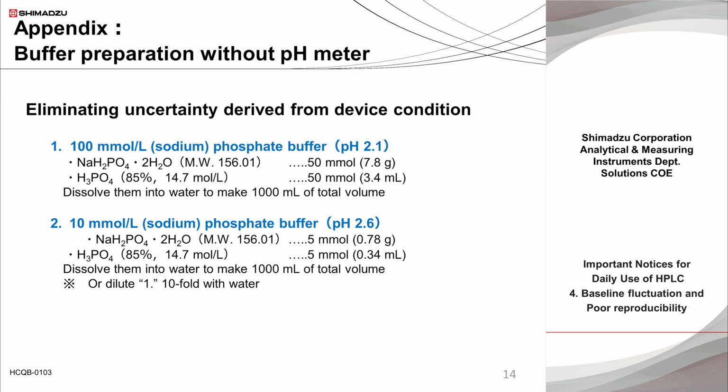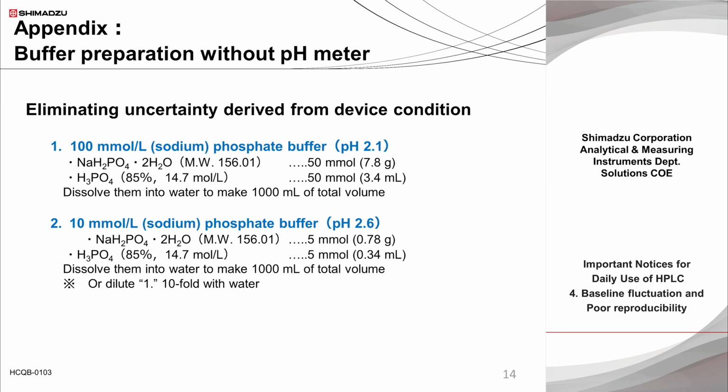Also, since the specified pH is 2.1, which corresponds to the pKa at a 100 millimoles per liter phosphate concentration, we know that the phosphoric acid and monovalent phosphate ion should be prepared in equivalent amounts, i.e., 50 millimoles per liter each in this case. In the case of 10 millimoles per liter, a 100 millimoles per liter buffer solution should be diluted tenfold or prepared according to the equivalent relationship shown in 2.